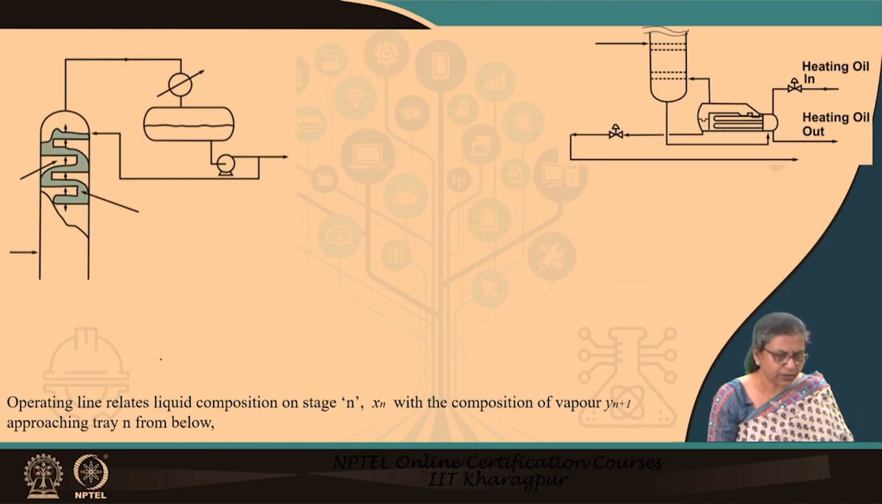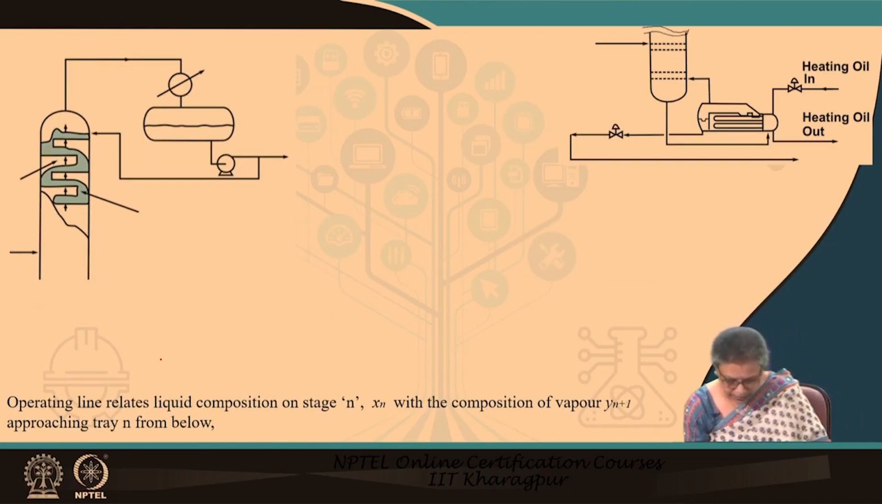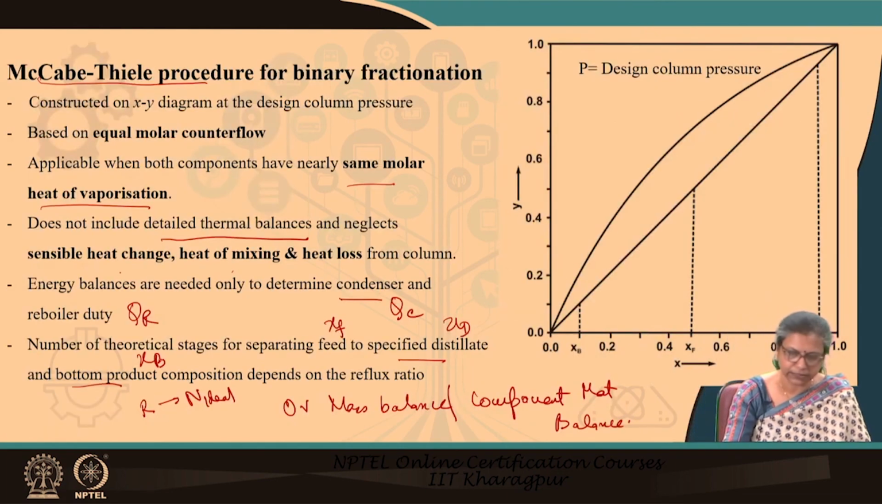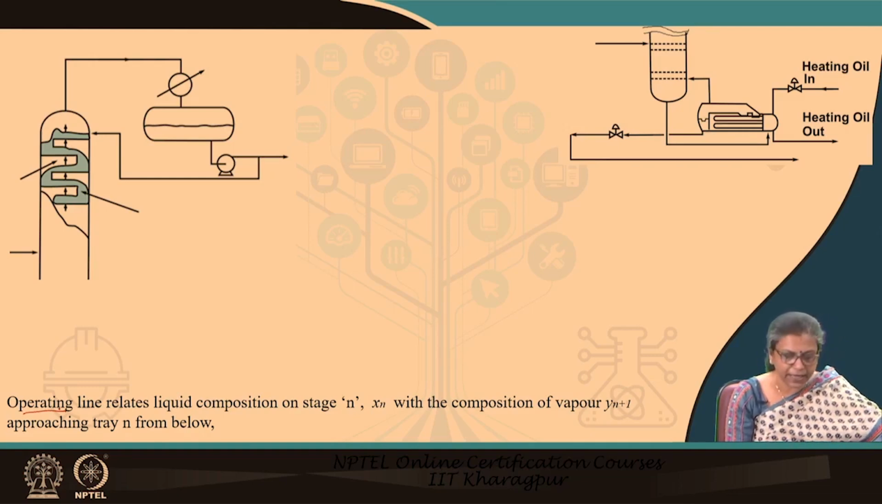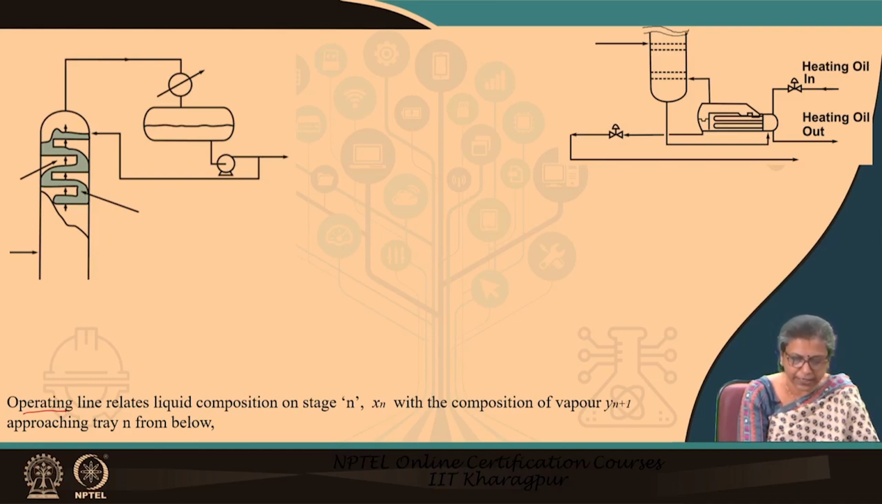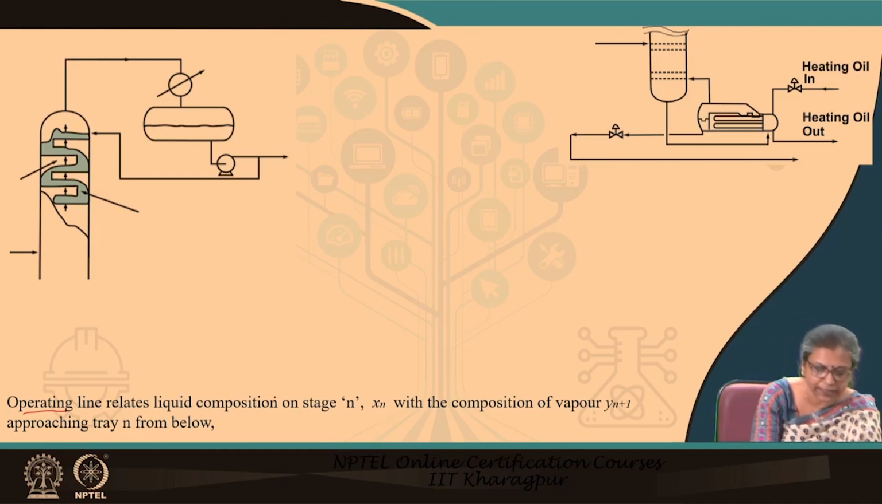Well, therefore, what we have done initially is construct the equilibrium curve. After the equilibrium curve, we are required to construct the operating lines. What are these operating lines? These operating lines relate the liquid composition on any particular stage.